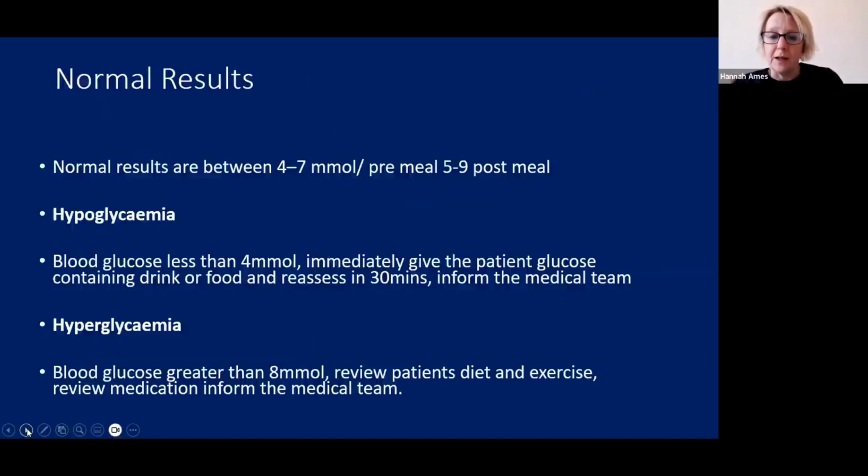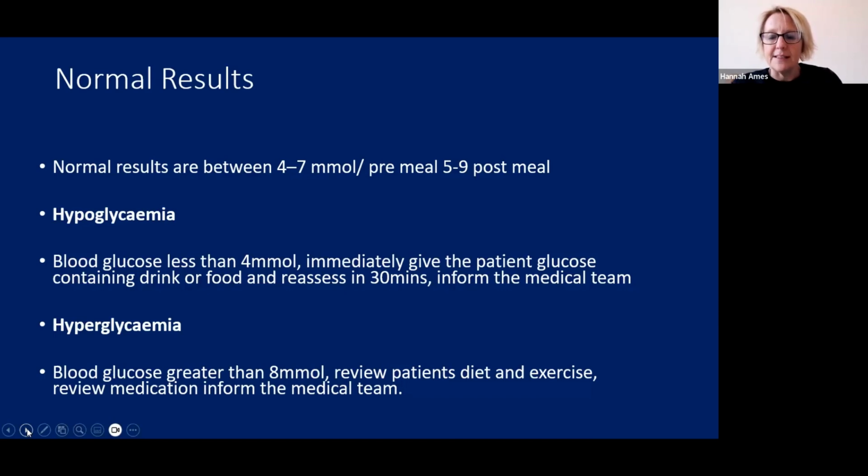So we need to know our normal blood glucose results. Linked in one of the additional resources on this section is the NICE guidelines for diabetes management and control. This is where we get those readings from. For diabetic patients, we normally look at 4 to 7 millimoles per litre pre-meal and 5 to 9 millimoles per litre post-meal.